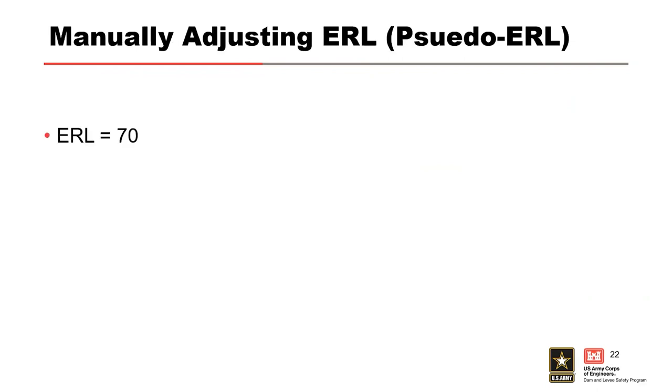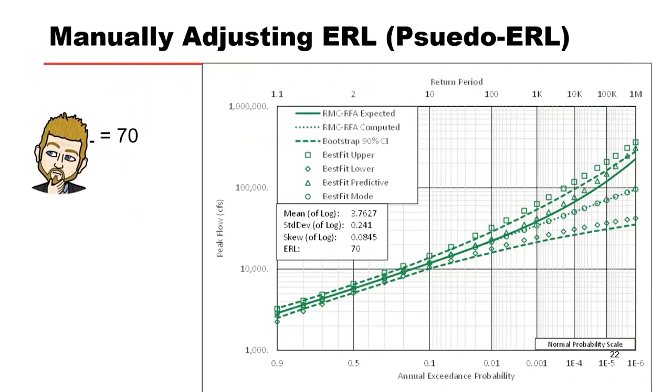When we perform an RMC-BestFit analysis on this data set and plug in the results from the toolbox, we get an estimated ERL of about 70 years. Now let's compare what RMC-RFA would do given the effective record length against our BestFit results. In this figure, the green solid line is the expected frequency curve, and the dashed green lines represent the 90% confidence interval that will be obtained in RFA if we use that ERL of 70. The open squares, diamonds, triangles, and circles represent the posterior predictive, posterior mode, and the 90% credible interval calculated in our RMC-BestFit analysis.